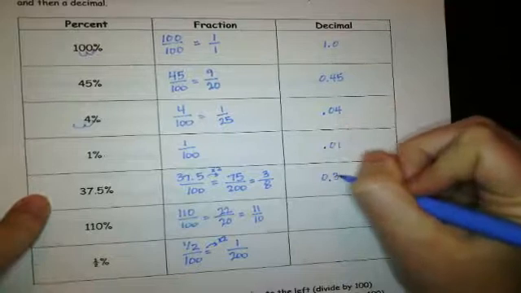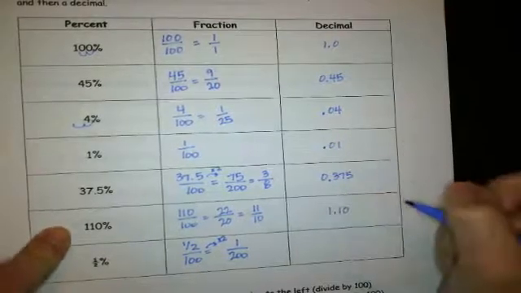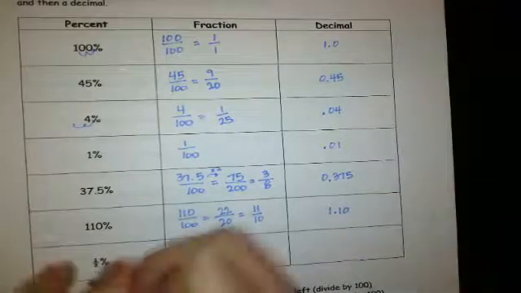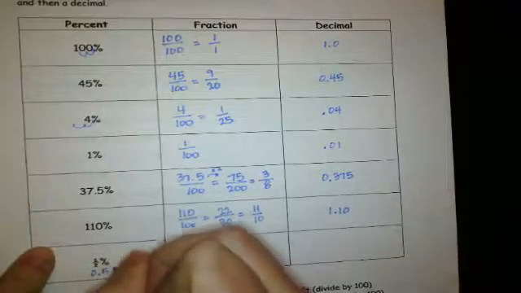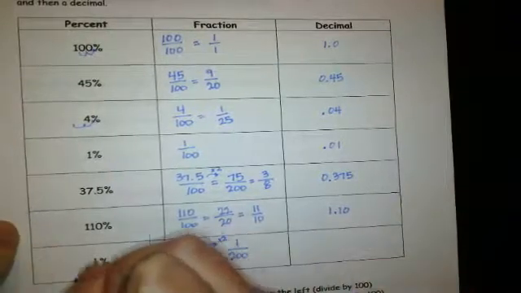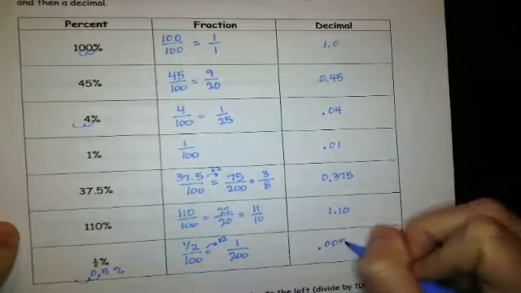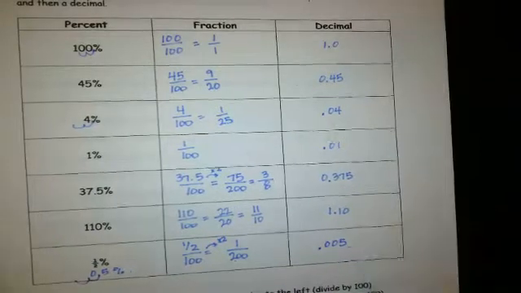This is going to give us 0.375. This is going to give us 1.1. And then this 1/2% is 0.5%. So if I make it a decimal first, then I can see that I have to move the decimal point 2 places, which is going to give me 0.005.